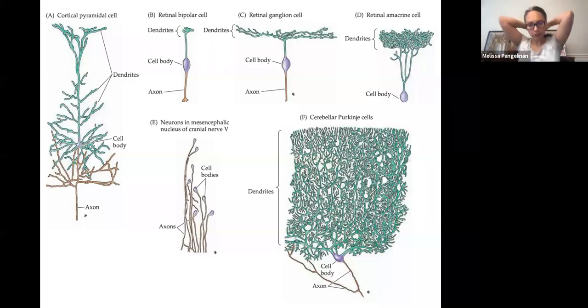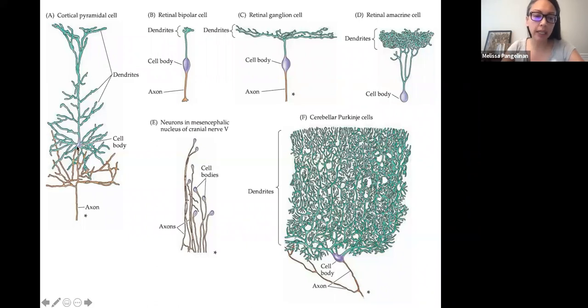Okay, so these are a bunch of different examples of different types of neuron morphology. All of these are neurons, but they all look super weird, okay? The example that I showed you was a very simplified schematic of a cortical pyramidal cell. This is a much better example of what those pyramidal cells truly look like.